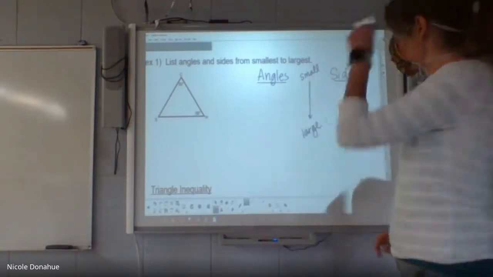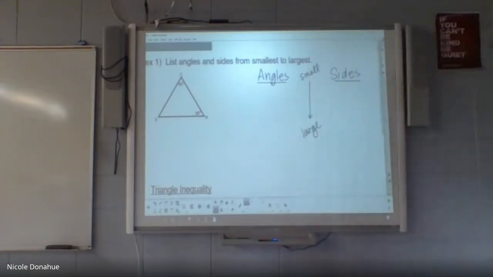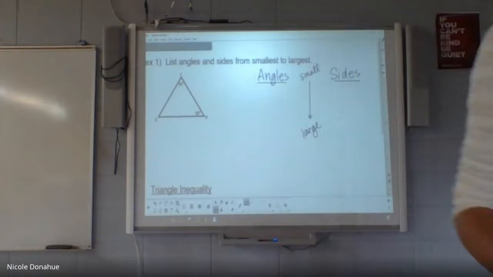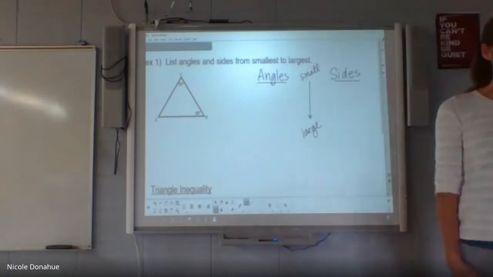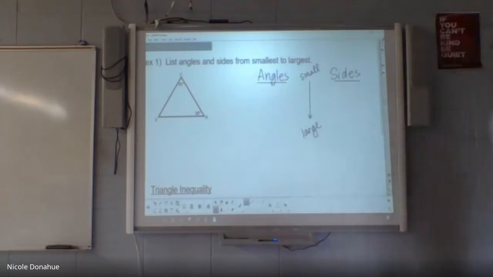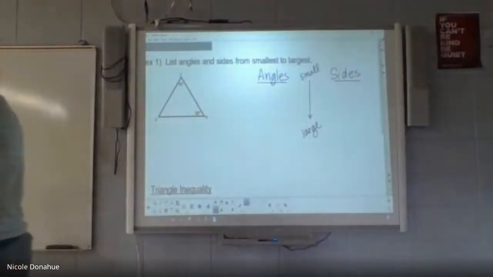All right, so which is the smallest angle? Angle S. How'd you figure out angle S is the smallest, first of all? Because right now they kind of all look the same size. What'd you do? How'd you figure out angle S was the smallest? What is the measure of angle S?